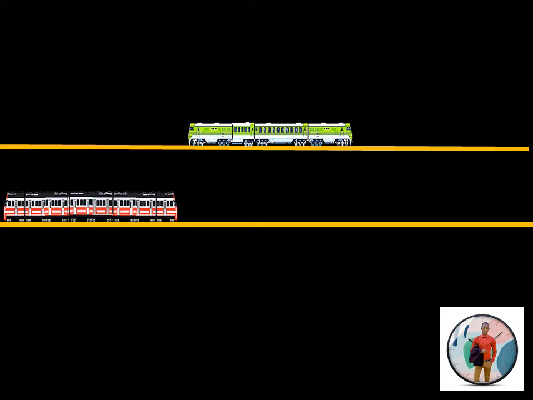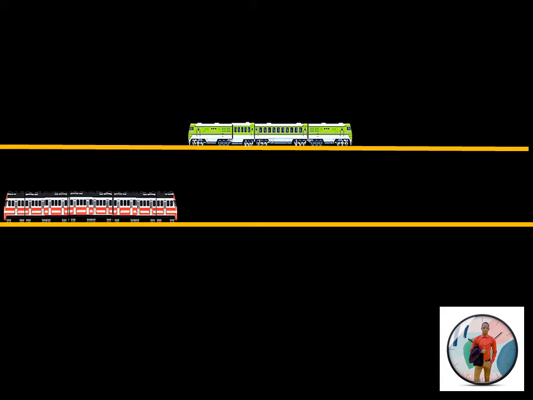Today I'll be talking about application of relative speed in trains. So we are going to talk about trains, which are today's lesson. We'll talk about trains which are moving in the same direction, and we are going to calculate the time taken for one of the trains to completely overtake the other train.